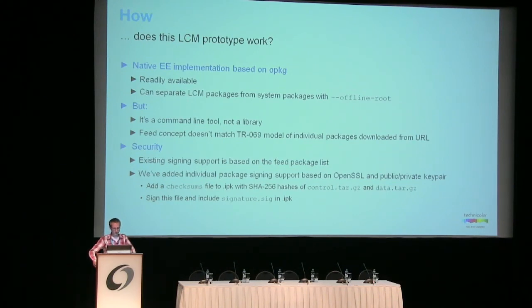Also, a bit of an annoyance in OPKG is that it leans on that concept of a feed, of a repository that provides you with a whole bunch of packages, while the TR69 model really works on an individual basis. So one package is downloaded from a certain URL and doesn't really have a link with other packages directly. So it doesn't really have to come from the same source. OPKG, like I said, we download the file ourselves and then we can ask OPKG, here's a file, install it. That works, so we could use it for our prototype.